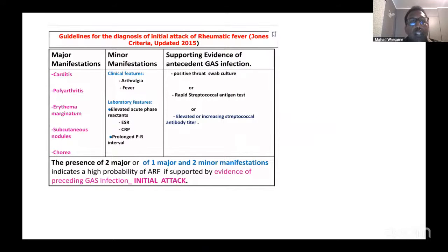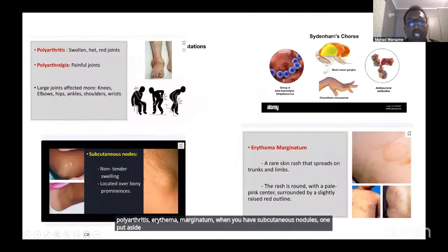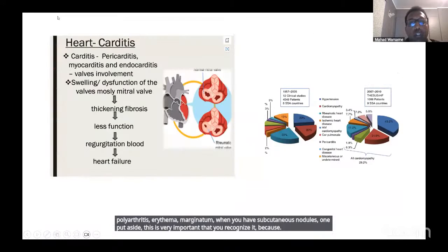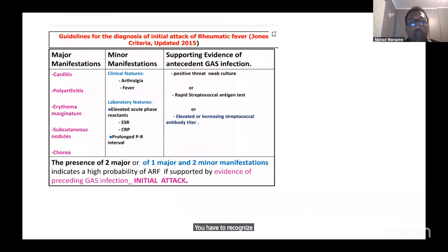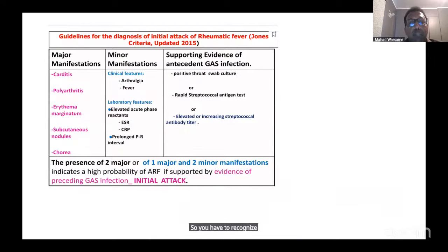So you have to know the major signs. So you have the major criteria, when you have polyarthritis, erythema marginatum, when you have subcutaneous nodules. This is very important that you recognize it, because you have to recognize it early. It's very important. And then you have the minor criteria. So you have to recognize these major and minor criteria and treat the infection quite fast.